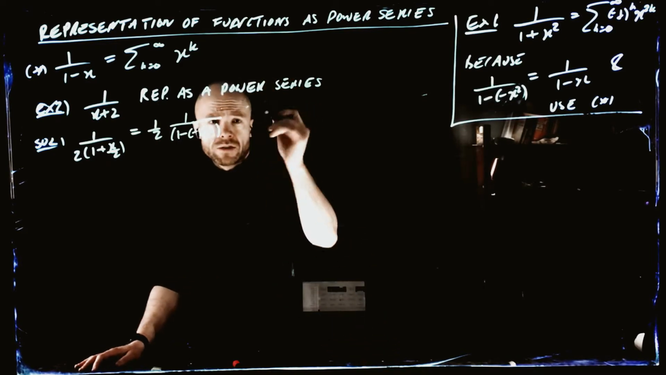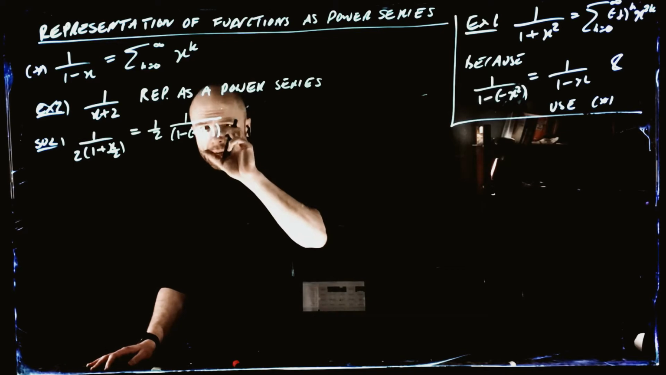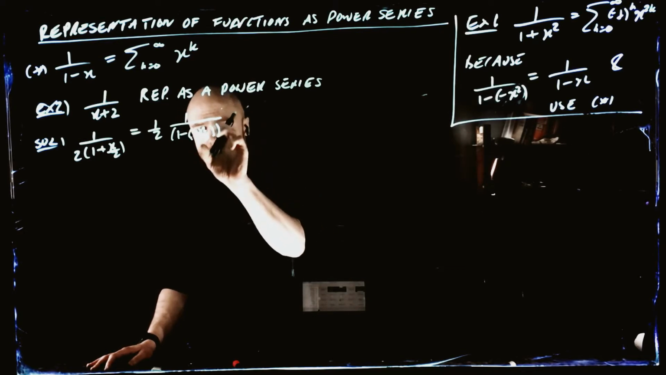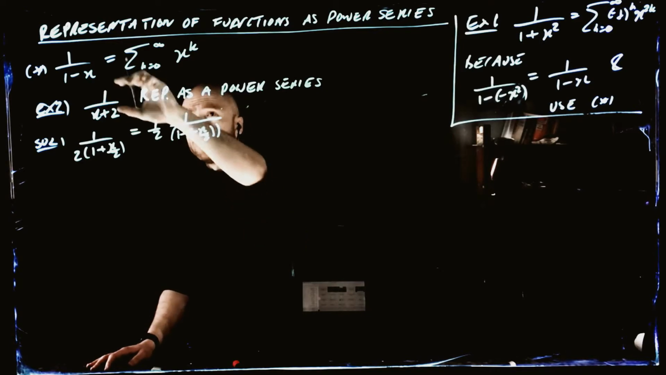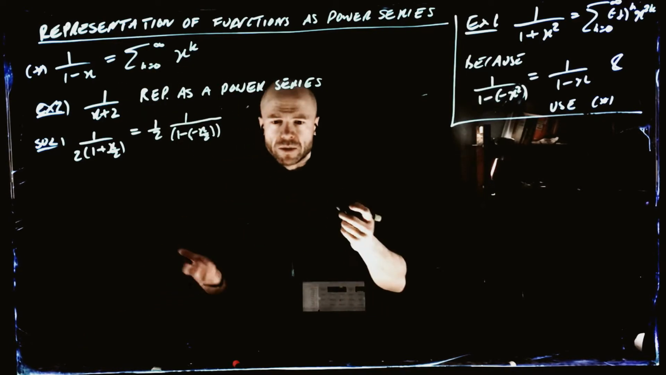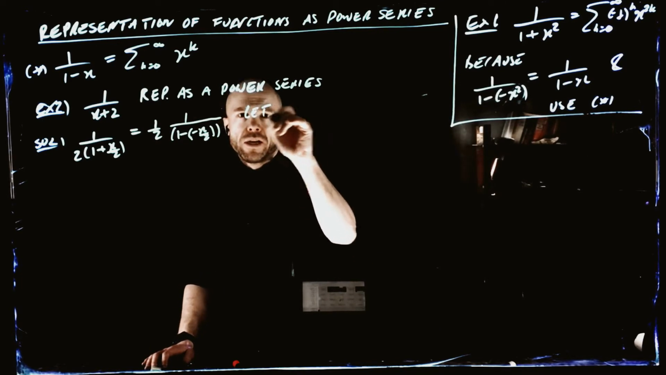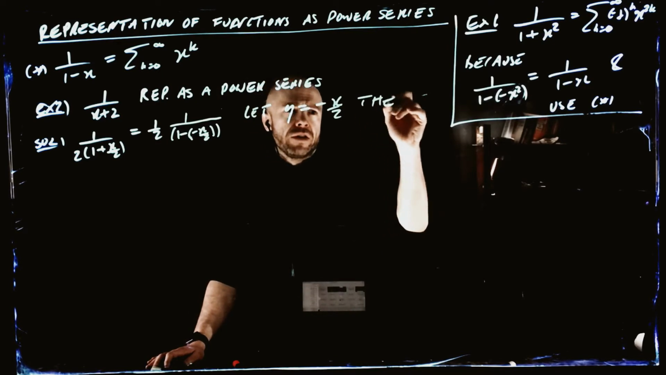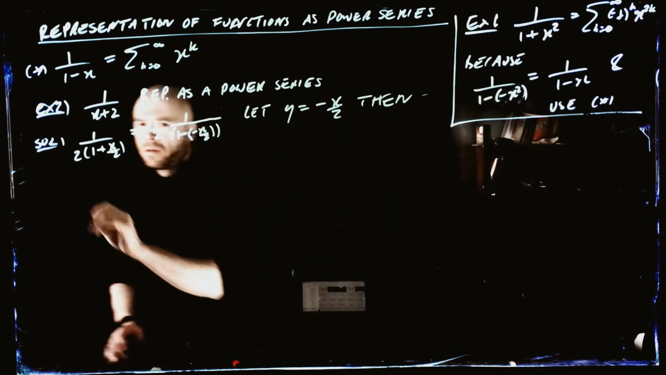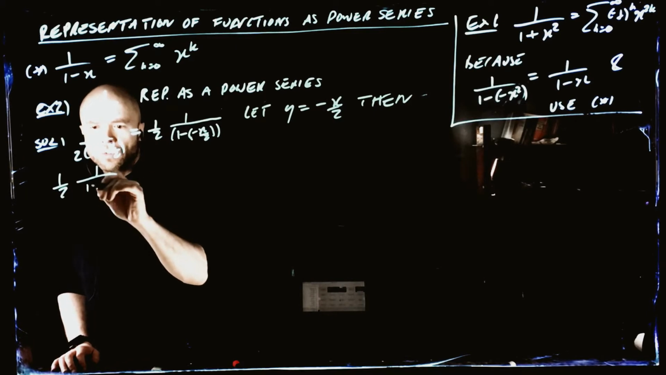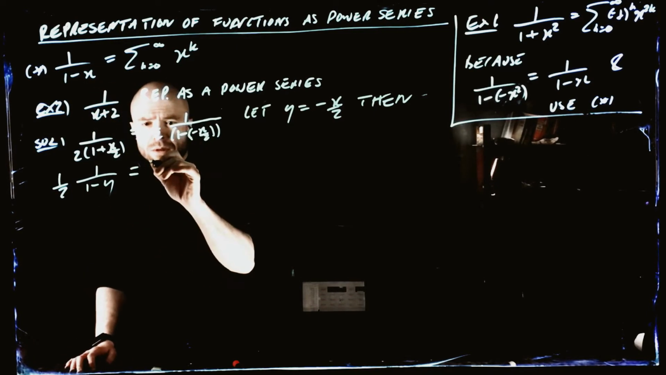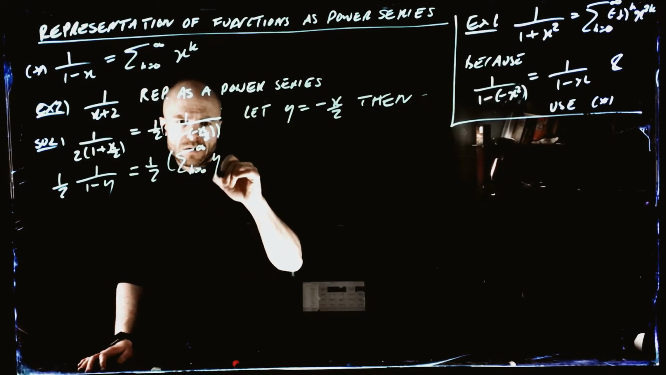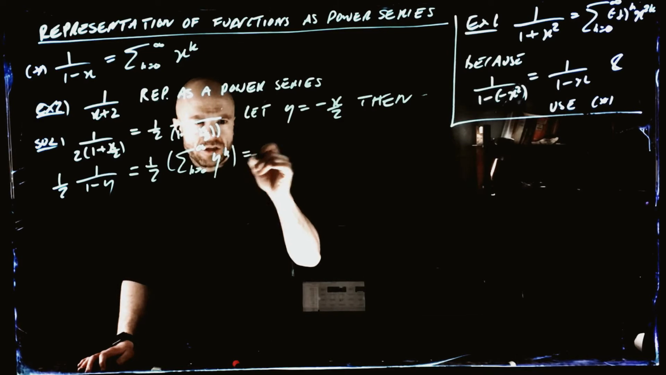And then we do the same trick. So hopefully you're going to get comfortable with just directly putting this expression inside this. But if you're in any doubt, just call it something else. So let y equals minus x over 2. Then what we have is 1 over 2 times 1 over 1 minus y, and then we use this basic formula, the sum k equals 0 to infinity of y to the k, and then put back what y actually is.